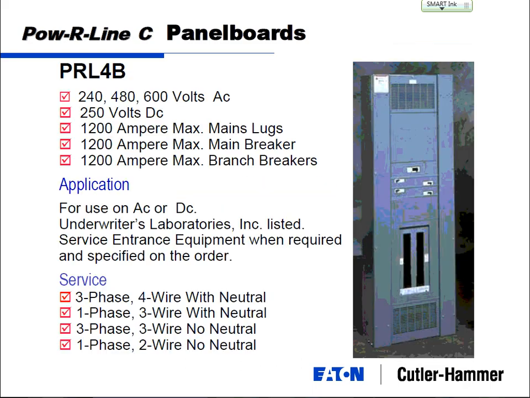Okay, and your power line 4 panels. This is the 4B. What does the B stand for? Breaker. Same voltages. This allows you to go all the way up to 1200 amps across the board.